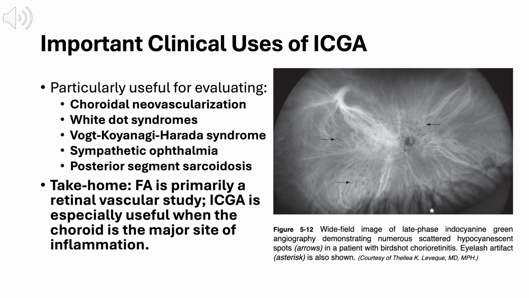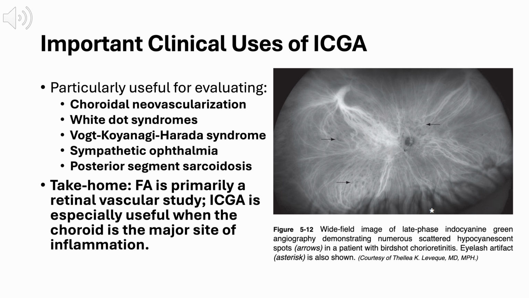So when do you specifically reach for ICGA? It's particularly useful for choroidal neovascularization, the white dot syndromes, Vogt-Koyanagi-Harada syndrome, sympathetic ophthalmia, and posterior segment sarcoidosis, a list unified by choroidal involvement. Take, for example, this image on the right, which demonstrates numerous scattered hypocyanescent spots, which show up in the late phase of the ICGA, in a patient with birdshot chorioretinitis, marked by the black arrows.